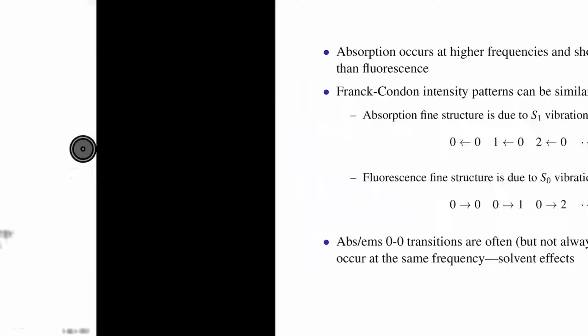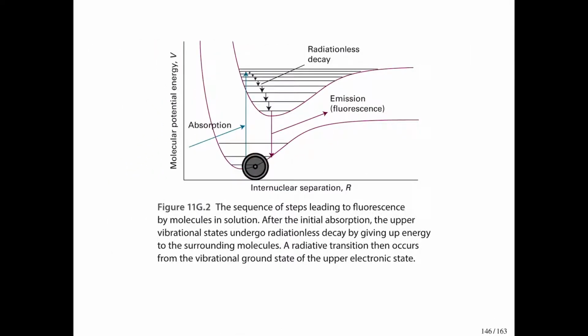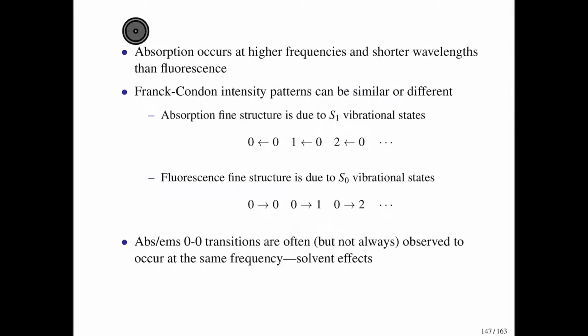One consequence of the energy differences here is that the absorption wavelengths will be shorter than the wavelengths of the emission, right? This is a large energy difference, and so it will involve short wavelengths. This is a smaller energy difference, and it will involve longer wavelengths. So absorption occurs at higher frequencies and shorter wavelengths than fluorescence.